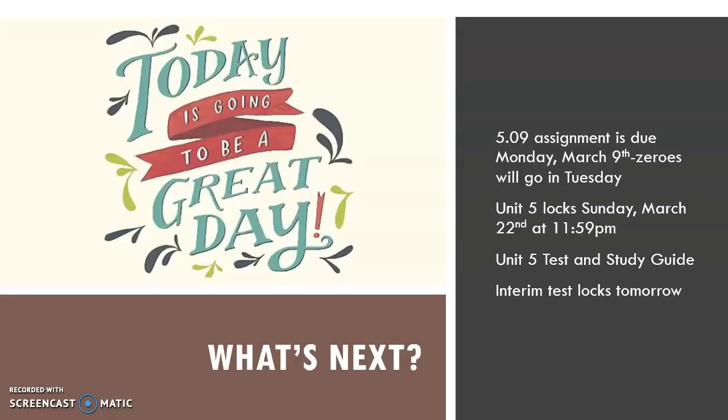All right, so what is left? The 509 assignment is due on Monday, March 9th. Zeros will go in on Tuesday. I am going to be absent Wednesday through spring break. So if you did not turn in the research paper by Tuesday, you will have a zero until the locking date, which is March 22nd, that Sunday after spring break. So make sure you turn that in.